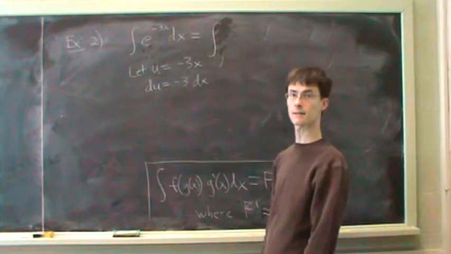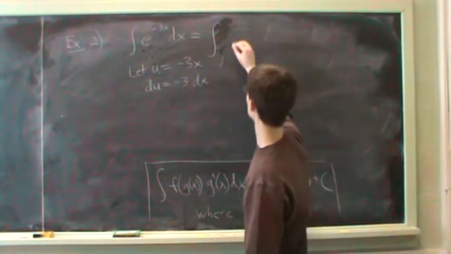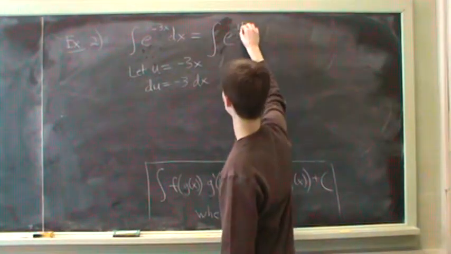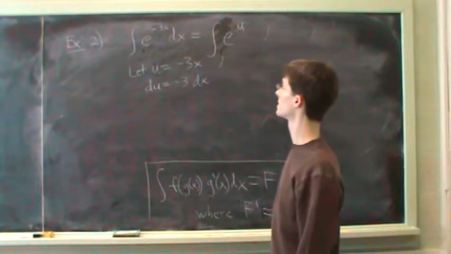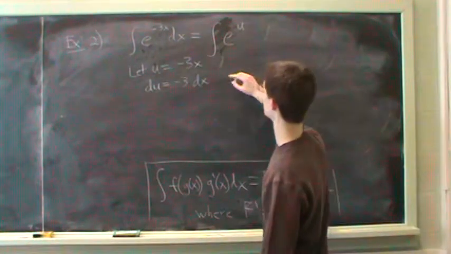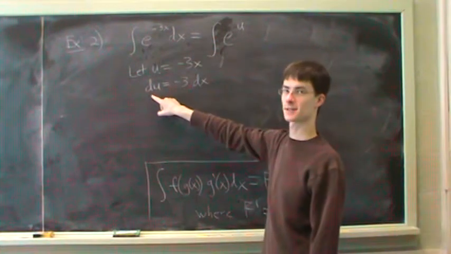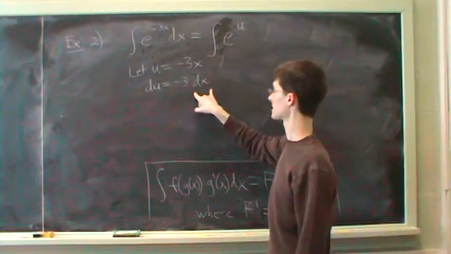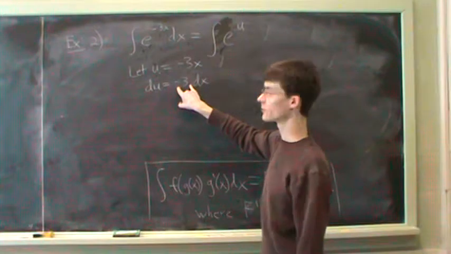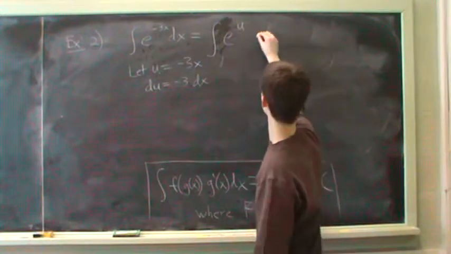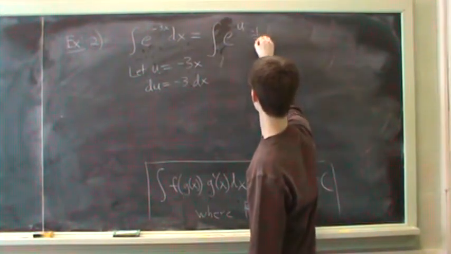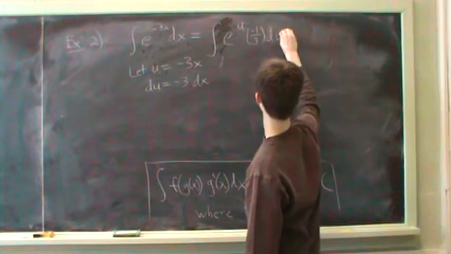So let's see what we get. We're going to get e to the u. We can replace the exponent with u, and we can replace dx. We can solve this equation in some cases for dx. And if we divide through by negative 3, we'll find that dx is negative 1/3 du.